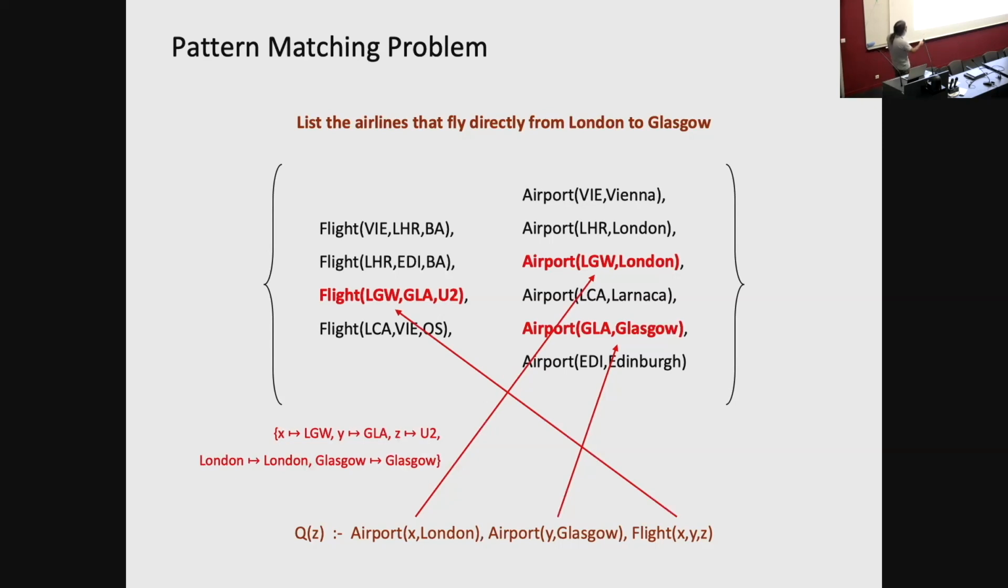And here is such a homomorphism, right? So here you see the function, and the image of Z, which is U2, Z is mapped to U2, is actually an answer to our query. So each such homomorphism gives rise to an answer, and in the end, the answer to our query is a set of tuples. That's it, okay? These are conjunctive queries. You don't need to know more than that.